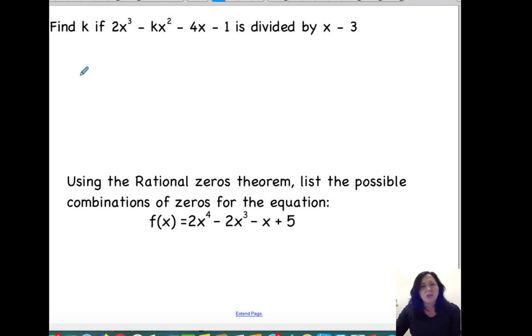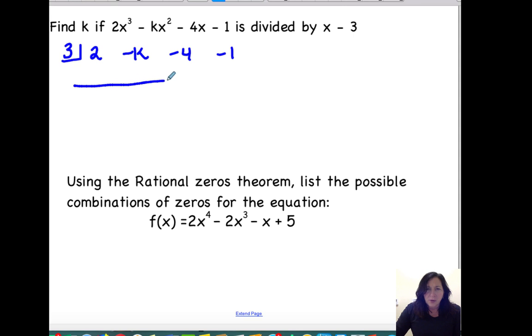So the first thing you're going to do is, we know that this is going to be a 0, and we're stating that it will be a 0. So that being the fact, this is going to be a 3 in here, we're going to put the number 2, negative k, negative 4, and then negative 1 here. Our objective is to take whatever value we get down here and set that equal to 0 so we can solve for k.